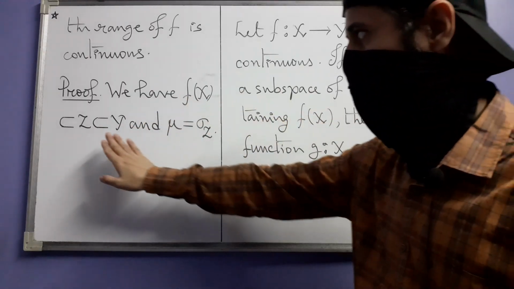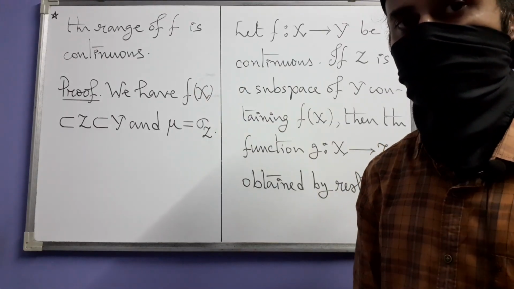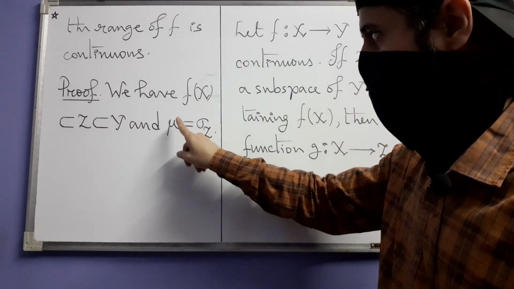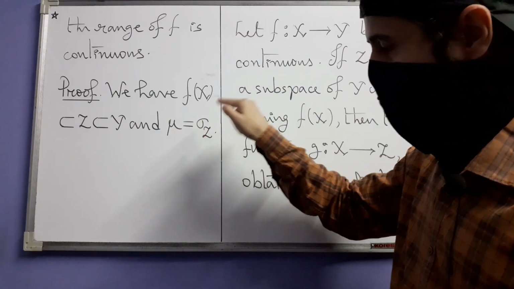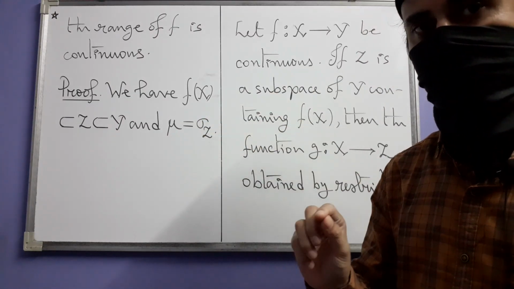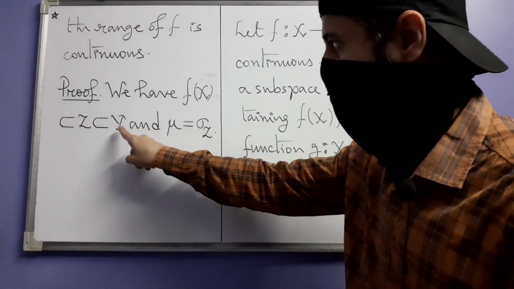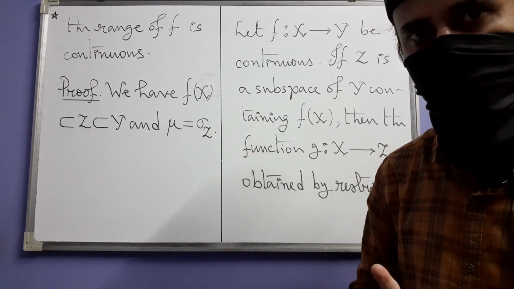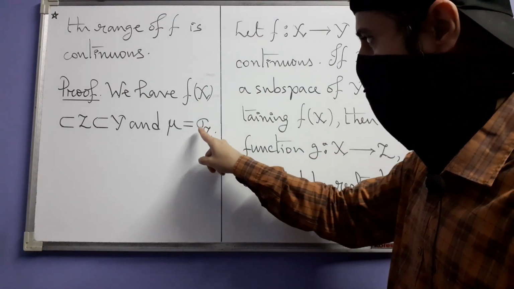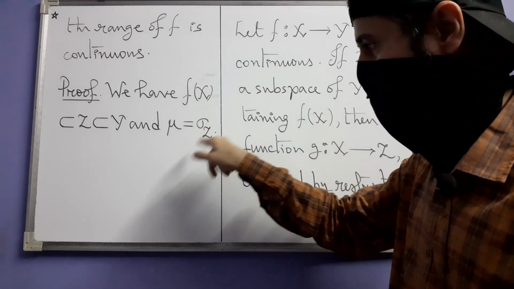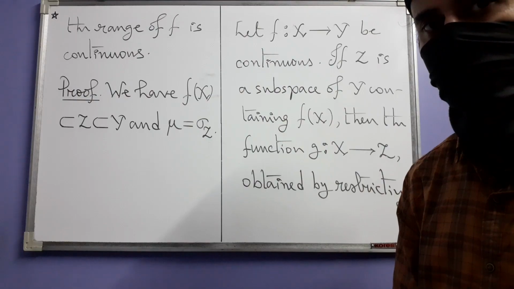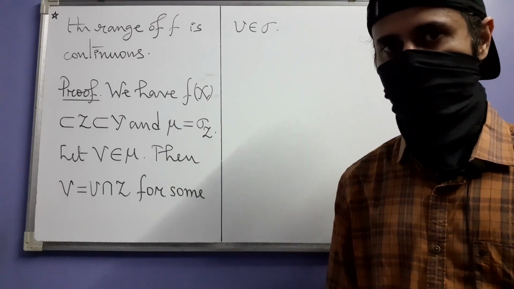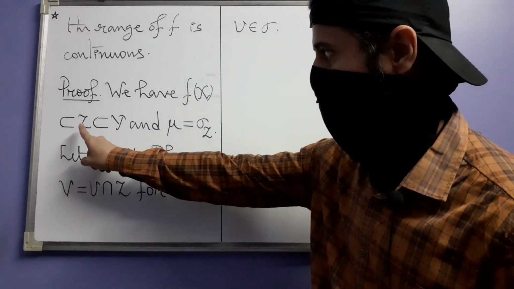Now, what does it mean for Z to be a subspace of Y? It means that the topology that we have on Z, that is mu, is the subspace topology that Z inherits as a subset of Y. The topology that Y has is sigma, so the corresponding subspace topology is sigma suffix Z. So these two things are equal. Our aim here is to prove that the function g is continuous, whose range is Z.